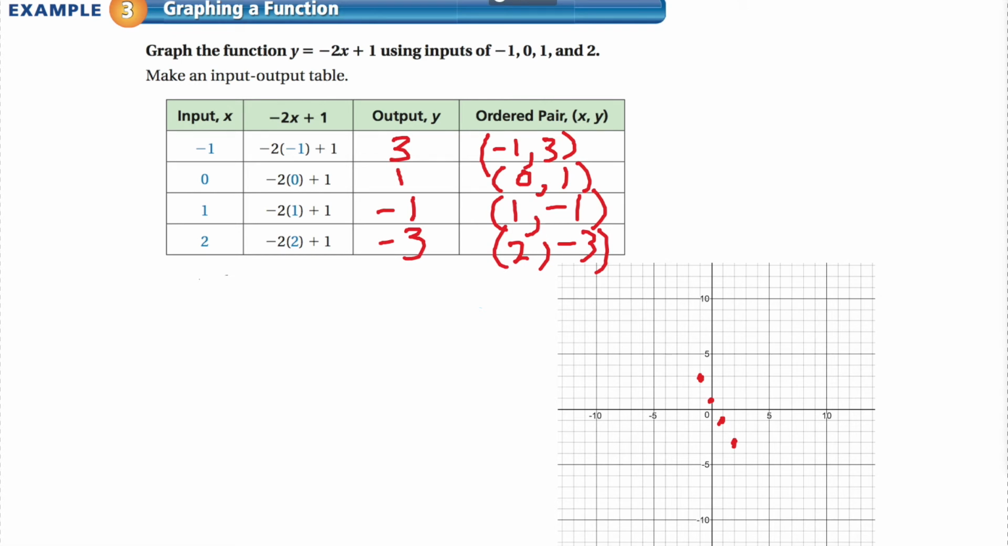Now I'm going to go ahead and grab my line tool and connect these points. Connect the points, extend it out a little bit, because our function goes in all directions. So now we have graphed our function, and that's all there is to example 3. Should be a lot of review.